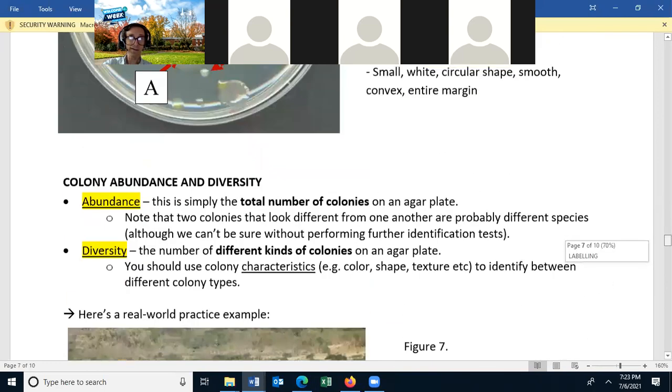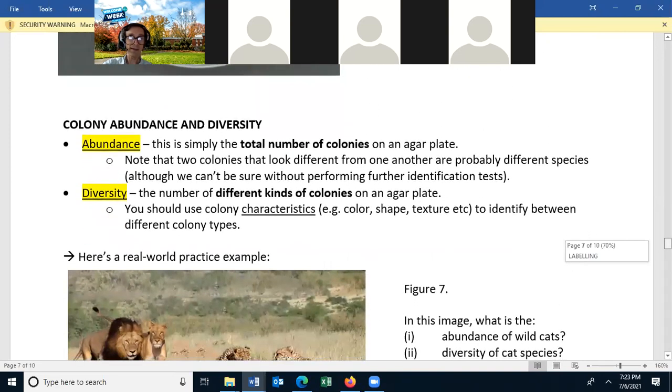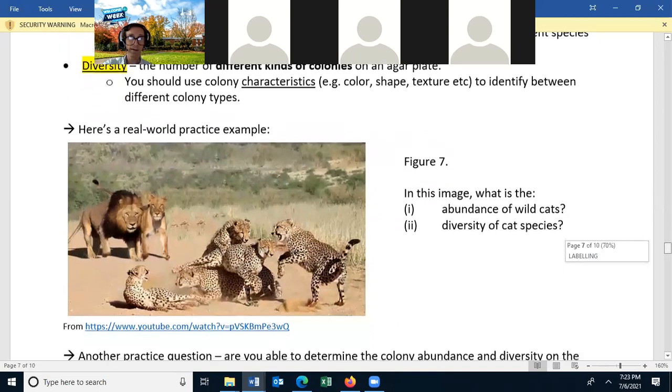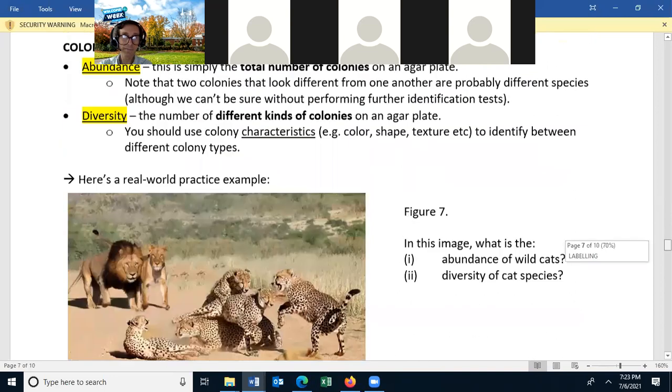So the abundance is simply the total number of colonies on a plate. The diversity is the number of different kinds of colonies on a plate. So the diversity of cats is 2. There's lions and there's cheetahs. Okay? So learn these two terms, abundance and diversity.